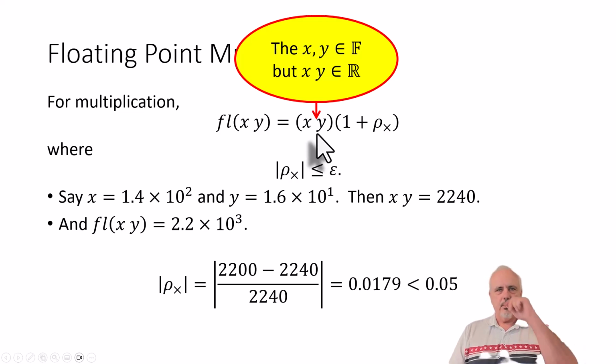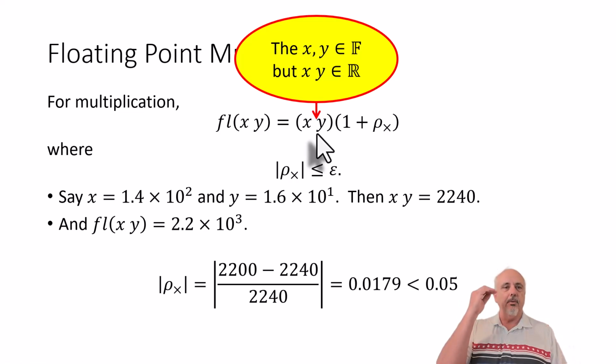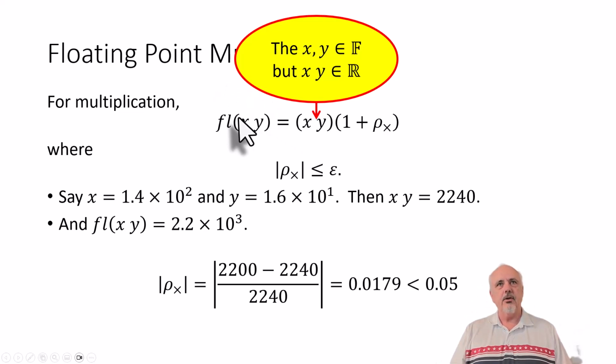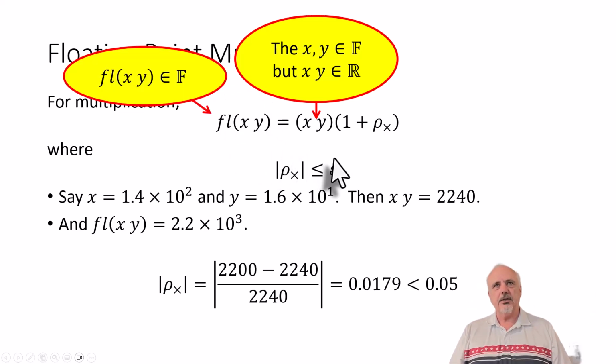Remember, what I'm saying here is that x and y are floats, but their product will be a real number that you then need to float. And that's what this is telling you.